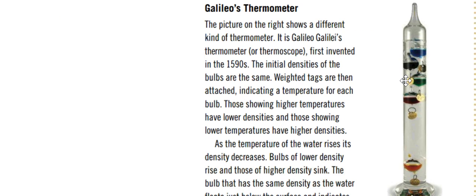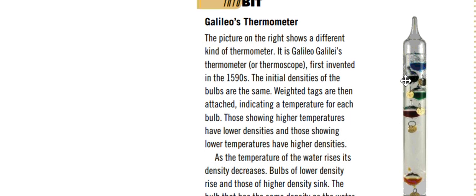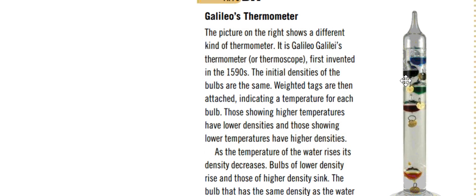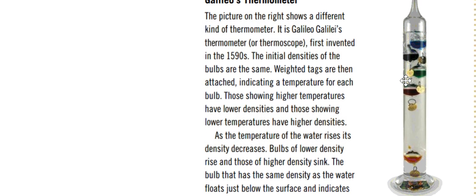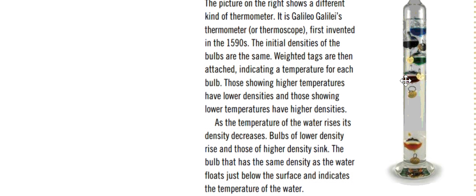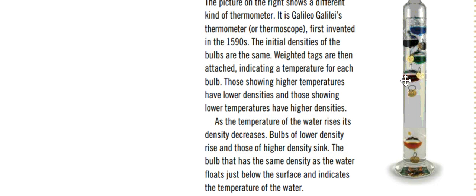Now we have a little bit of an info bit here, and it's about Galileo's thermometer. So the picture at the right shows a different kind of thermometer. It is Galileo Galilei's thermometer, or thermoscope. It was first invented in the 1590s. The initial densities of the bulbs are the same. The weighted tags are then attached, indicating a temperature for each bulb. Those showing higher temperatures have lower densities, and those showing lower temperatures have higher densities.